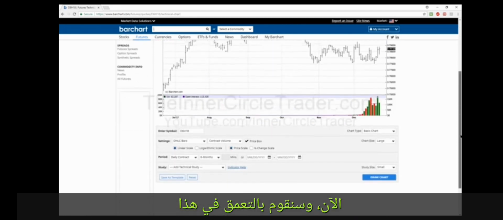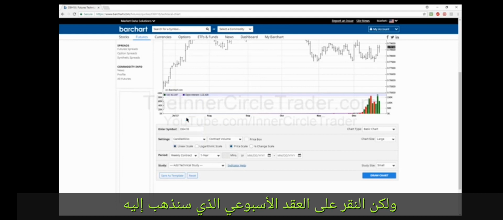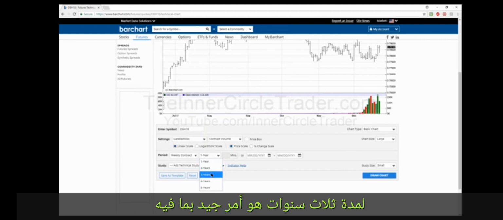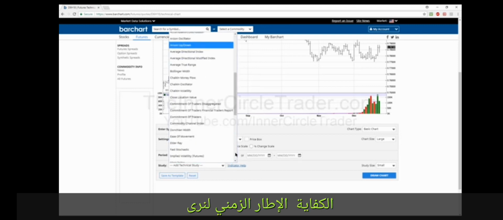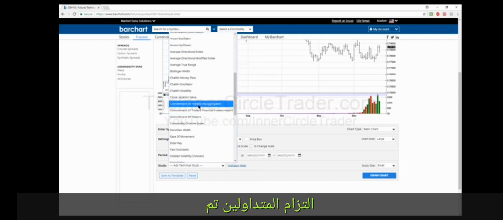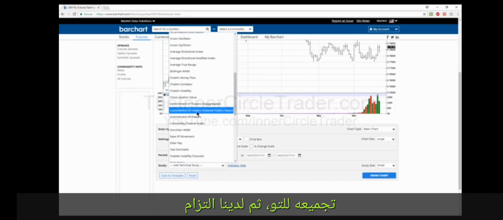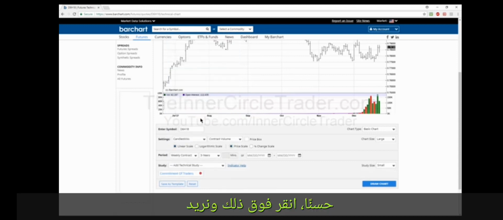Now we're going to scrub down into this area here. We're going to go to candlestick and turn the volume off. I don't want to see this little box because it's very distracting to me personally, but click on weekly contract. We're going to go to 3 years, which is about a good enough time frame to see. And then we're going to go to Commitment of Traders. There are several here: Commitment of Traders disaggregated, then Commitment of Traders Financial Traders Report, then Commitment of Traders. We just want this one. Click on that, and we want to maximize that to large.